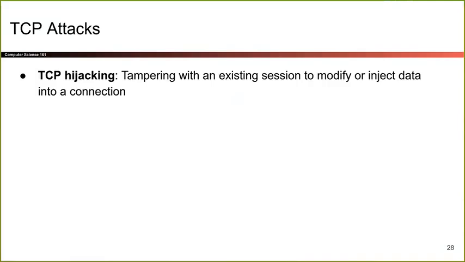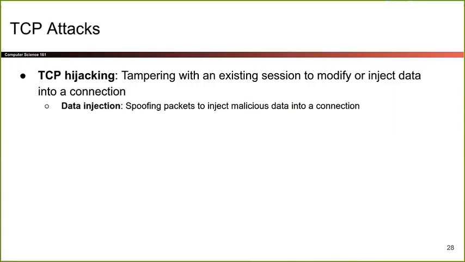Because everything is in plain text, the attacker can and will try to modify or delete packets that are being sent. So this is called TCP hijacking. And basically what we're doing is we're going to take a connection that already exists and try to change the data that's happening inside. And that's TCP hijacking.